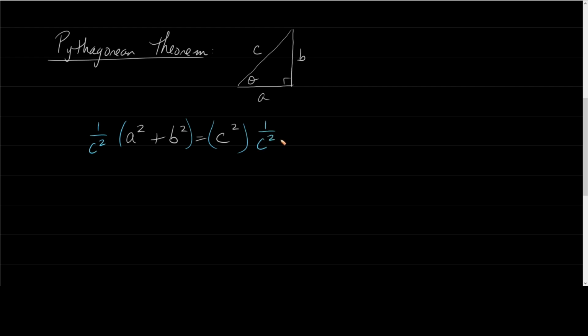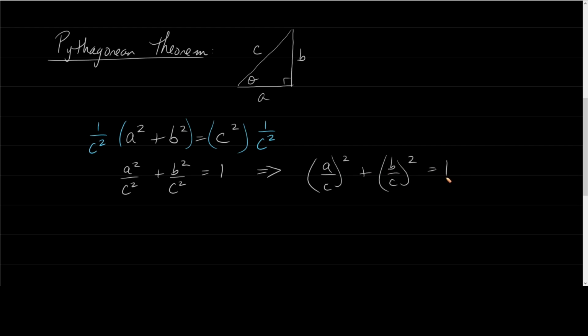All right, that's the same thing as saying dividing both sides by c squared. Now, what happens when we do that? Well, what I end up with here is a squared over c squared plus b squared over c squared is equal to 1, which can then be rewritten as the quantity of a over c squared plus the quantity of b over c squared is equal to 1.